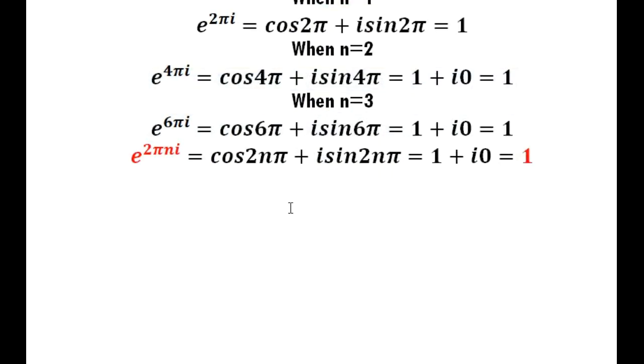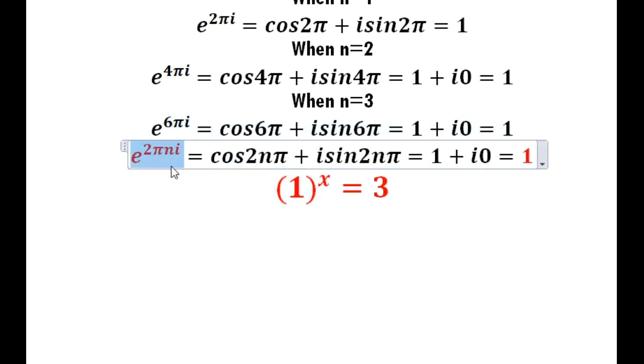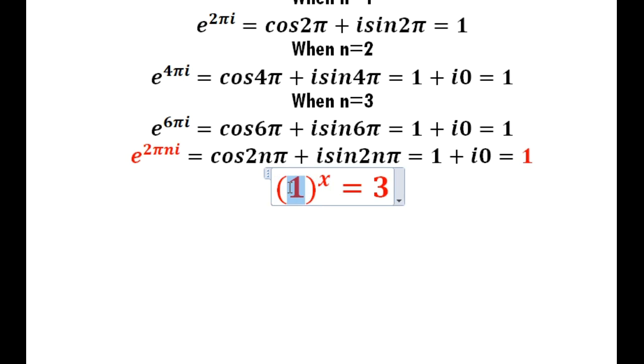Now, when we go back to our equation, we were given 1 raised to power x is equals to 3. And what is 1? We found the general solution of 1 according to Euler's equation. 1 is the same as exponential 2 pi n i. So where there is 1, we will substitute with exponential 2 pi n i. So you make that substitution there.